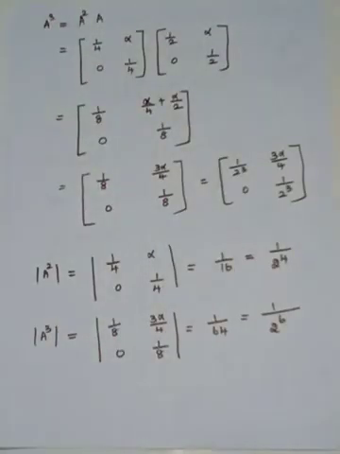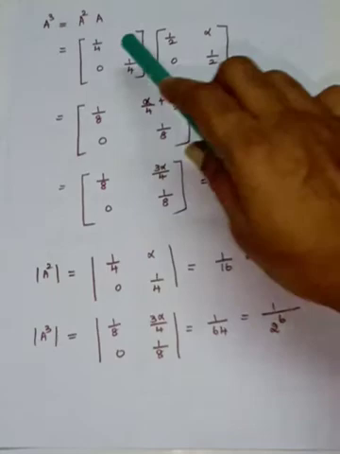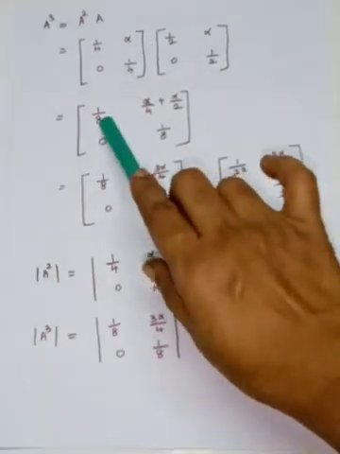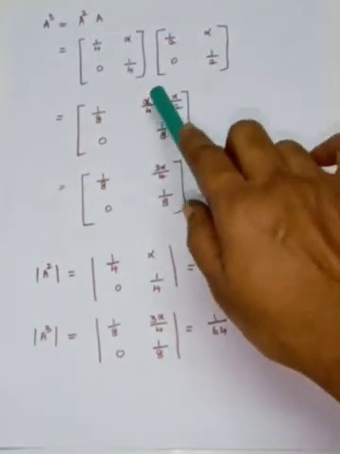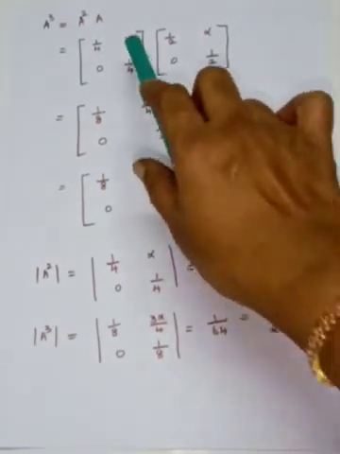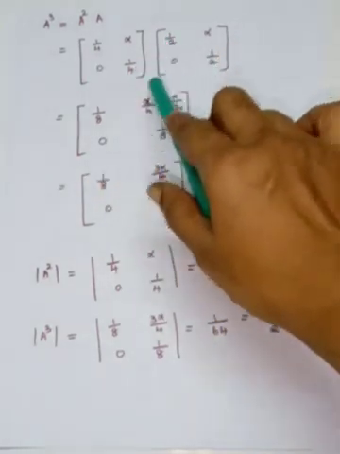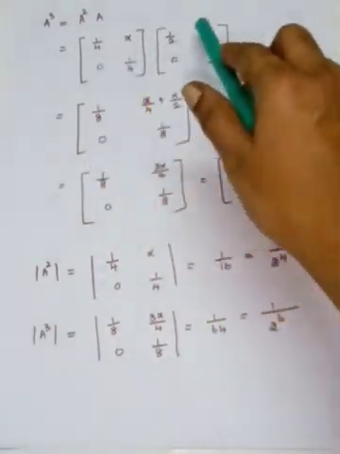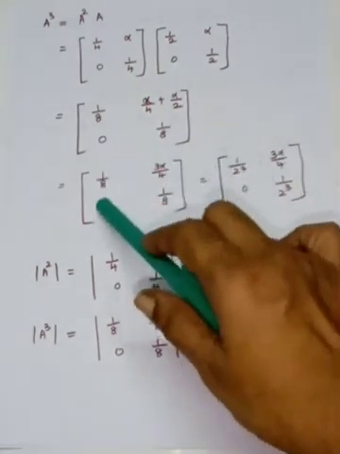A cube means what? It is A squared into A. So A squared is written here and A is written. So you have to do the matrix multiplication. 1 by 4 into 1 by 2 is 1 by 8. 1 by 4 into alpha is alpha by 4, plus alpha into 1 by 2 is alpha by 2. So here second row, first column, it will become 0. Then second row, second column, 0 into alpha is 0, and 1 by 4 into 1 by 2 is 1 by 8. So you will get this entry.